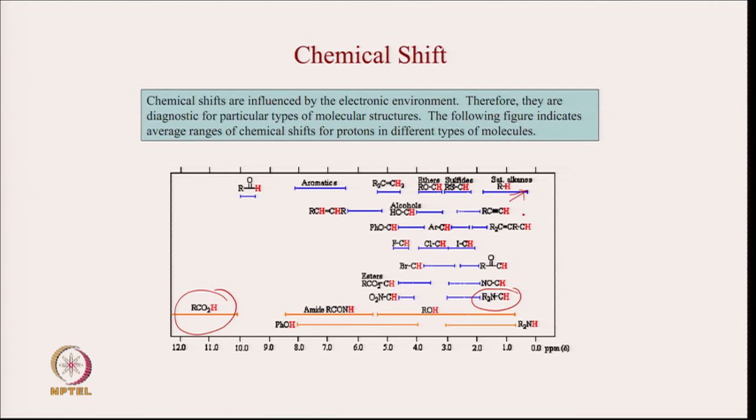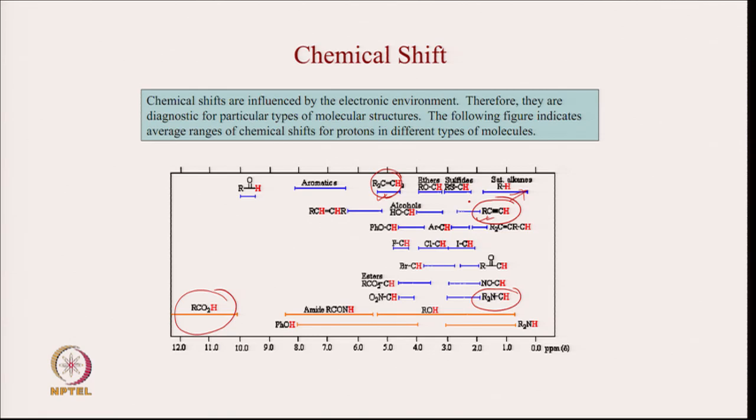If you look at R2C=CH2, it is having higher chemical shift value in comparison to RC≡CH, and this is because of anisotropy.